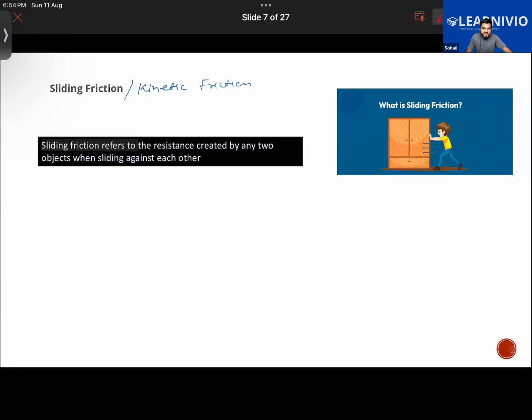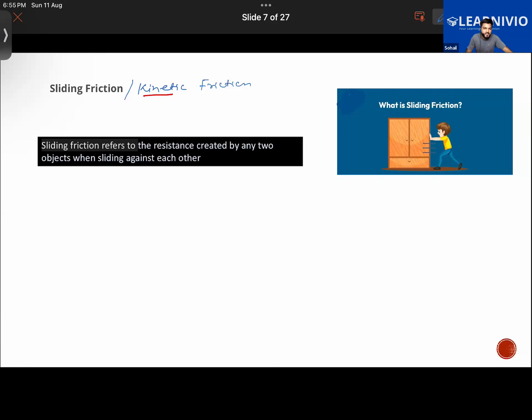So in the case of sliding friction or kinetic friction, the object starts to move. That's why it is called sliding friction, and that's why the other term, kinetic, is also used here. Have you understood why it is also called kinetic friction?